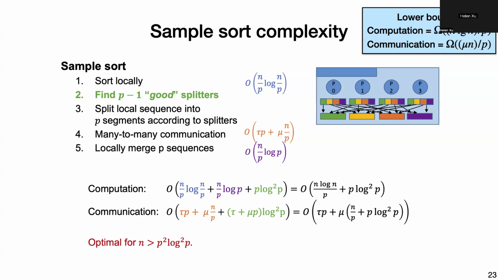And if you add them up, this is n over p log n over p plus p log squared p, because this thing is bigger than that thing. And then similarly, in the order notation, you take the bigger things. So tau p plus mu, we drop this tau log squared p because we already had tau p. And then we pull out mu, this is n over p and p log squared p.